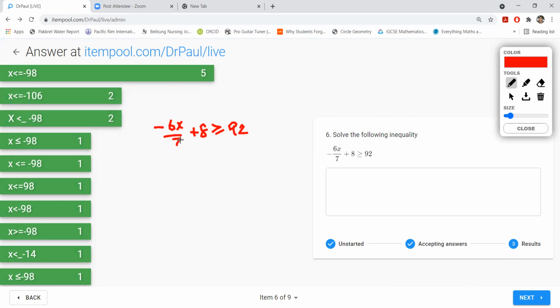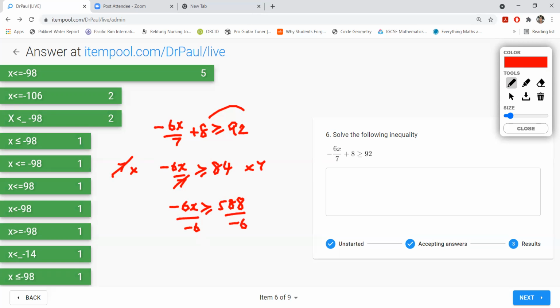So we can't do much with the 7 yet, so we would move the 8. So you're going to get negative 6x on 7 greater than or equal to 84. And then multiply both sides by 7. So that this 7 will cancel this one. So negative 6x greater than or equal to 588. Okay, and then we just divide by negative 6 now, both sides. That will cancel. So x will be less than or equal to negative 98.